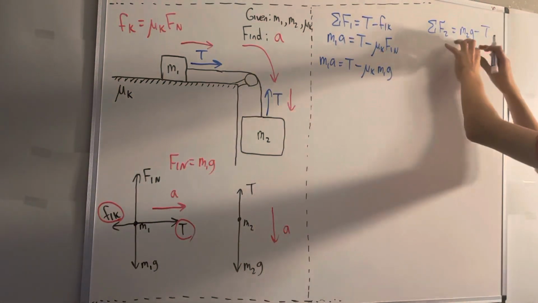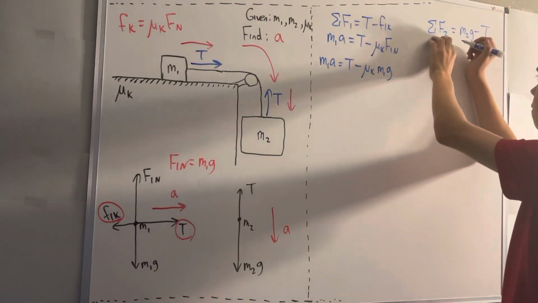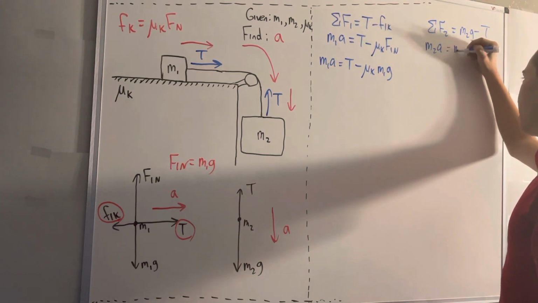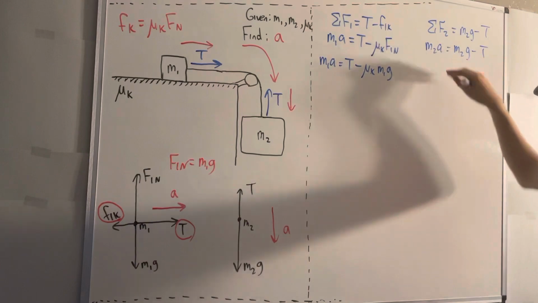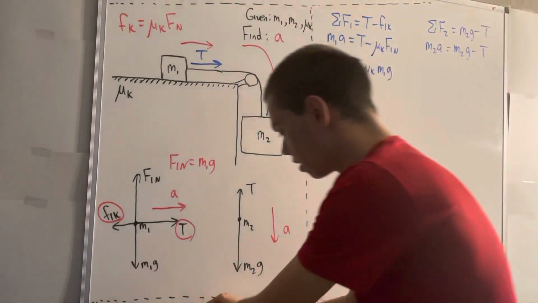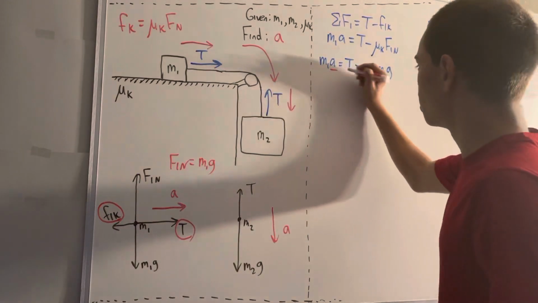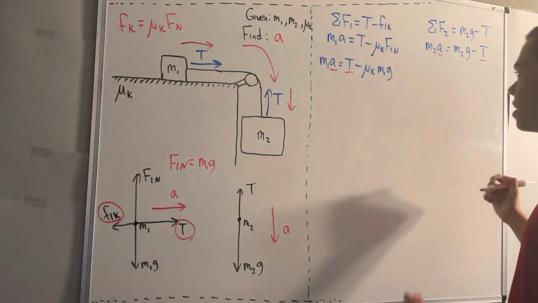Moving on to block 2, net force is just mass times acceleration, so we just write M2A. And that's as far as we can go; we can't really go any further with writing this. So notice what we have here: two unknown variables in both of our equations. So really, we have a system of equations.